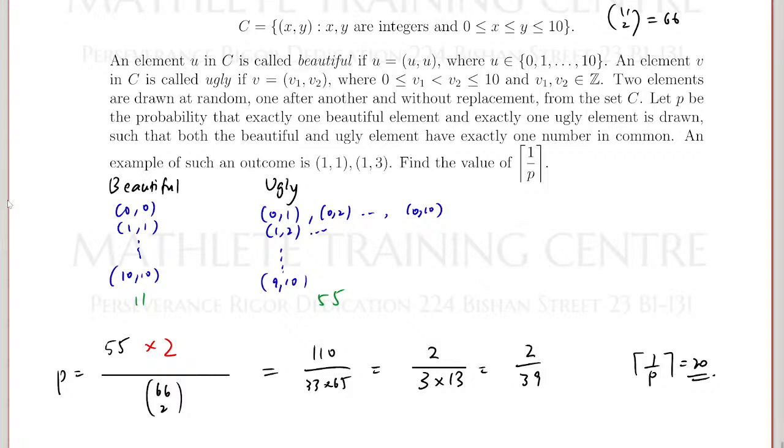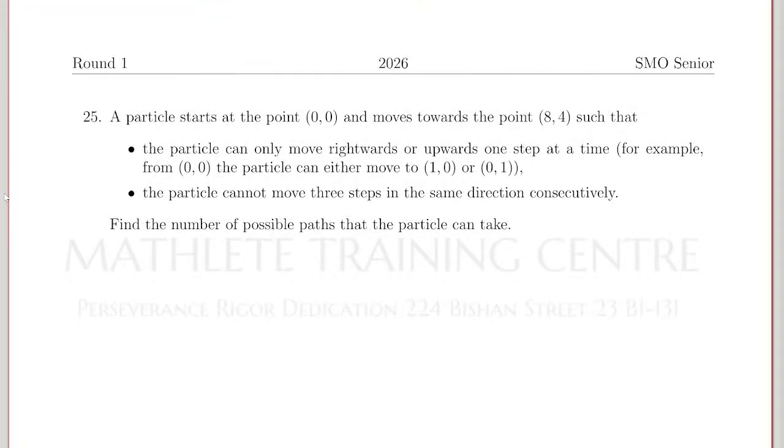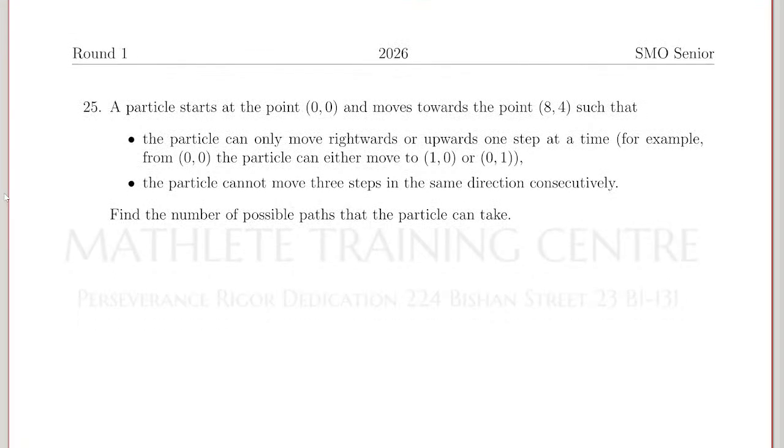Okay, finally, we are at the very end. A particle starts at the point (0, 0) and moves towards the point (8, 4), so that it moves either rightwards or upwards and cannot move 3 steps in the same direction.